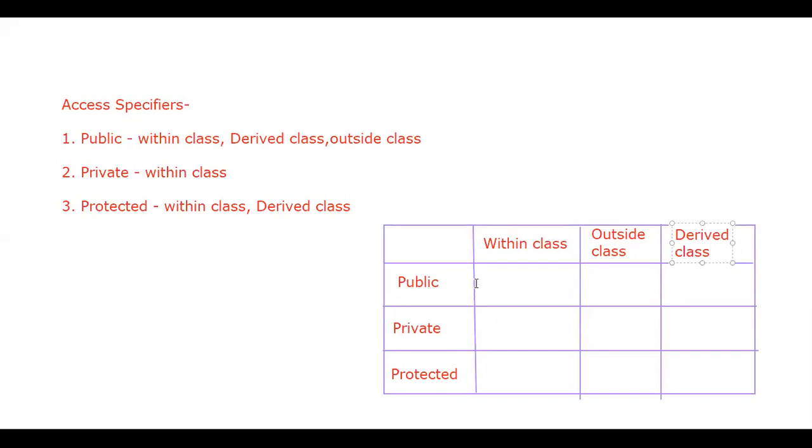Now tell me, for the public access specifier mode, whatever data is available inside the public is available within the class, within the whole class. Similarly, with respect to outside of the class, that data is available outside of the class. Can anyone give me an example for this outside of the class? How are we going to access that data outside of the class?